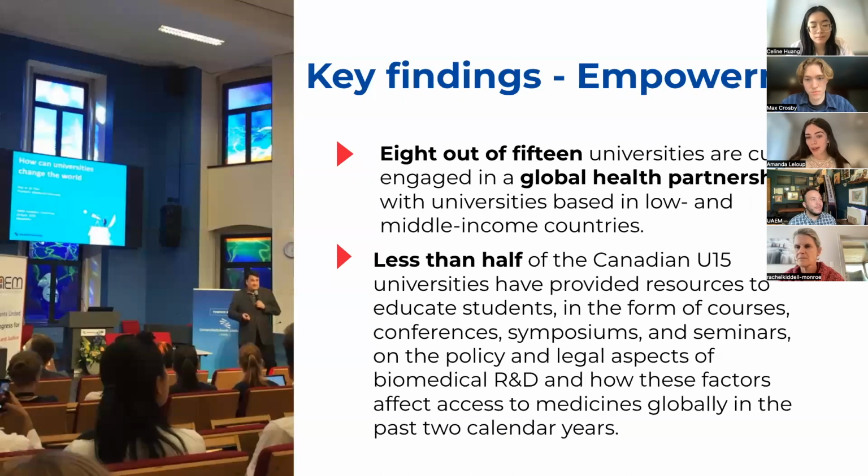Moving on to empowerment. For empowerment, 8 out of 15 universities are currently engaged in global health partnerships with universities based in low and middle income countries. Also, just a quick remark, when I say low and middle income countries, it's as defined by the World Bank. And by having universities in Canada working with universities in low and middle income countries, the Canadian universities can share some of their resources, such as funding or technology or personnel, with the universities in the low and middle income countries to provide resources to improve global health equity.